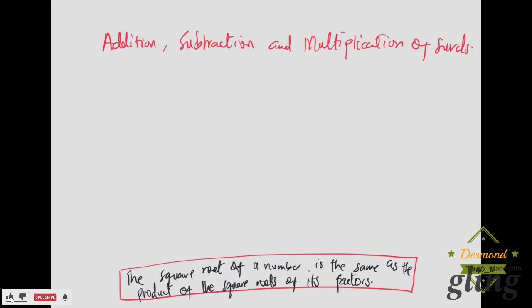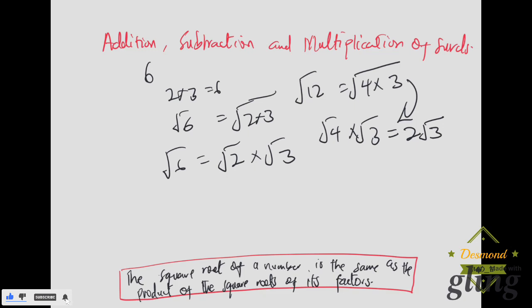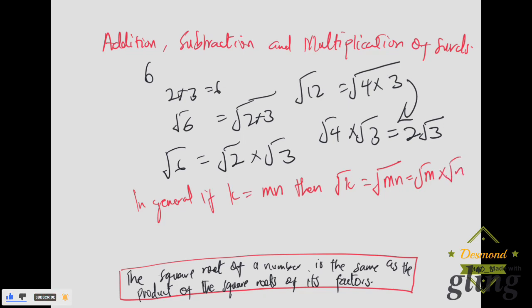If we consider the root of the number 6, we know that 6 is 2 times 3, so the root of 2 times 3. Therefore the square root of 6 can be expressed as the product of the square root of 2 and the square root of 3. Likewise, the square root of 12 can also be expressed as 2 times the root of 3. So in general, root of mn is equal to root of m times the root of n. Very simple.